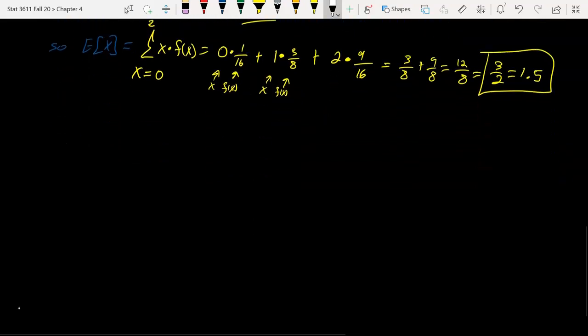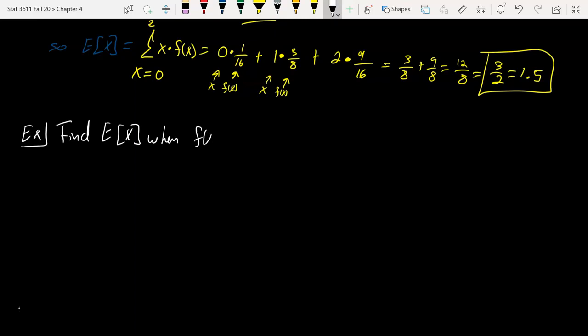All right, we did a couple of discrete examples there. Let's do a continuous example before we get too far along here. Let's find the expected value of x when the probability distribution f of x is as follows. It's continuous with 20,000 over x cubed when x is greater than 100 and it is 0 otherwise.